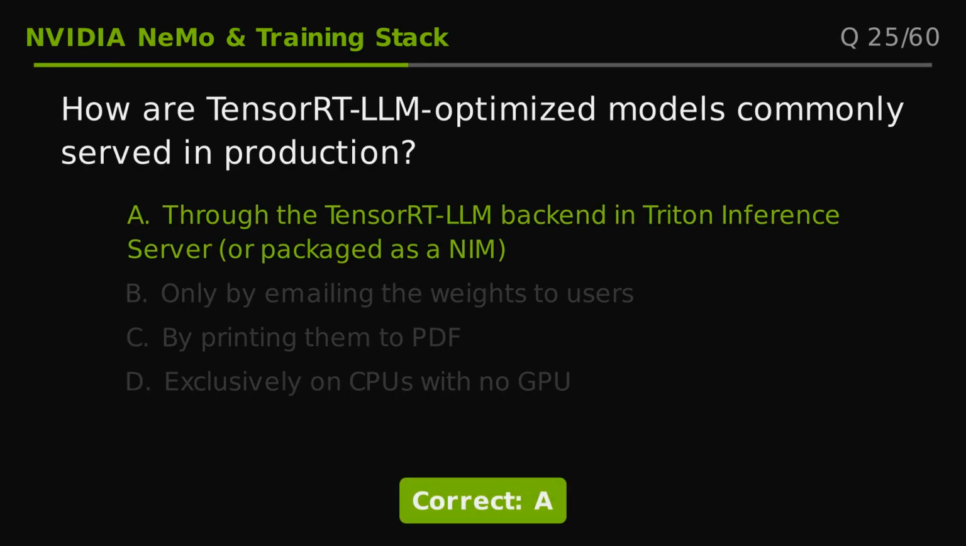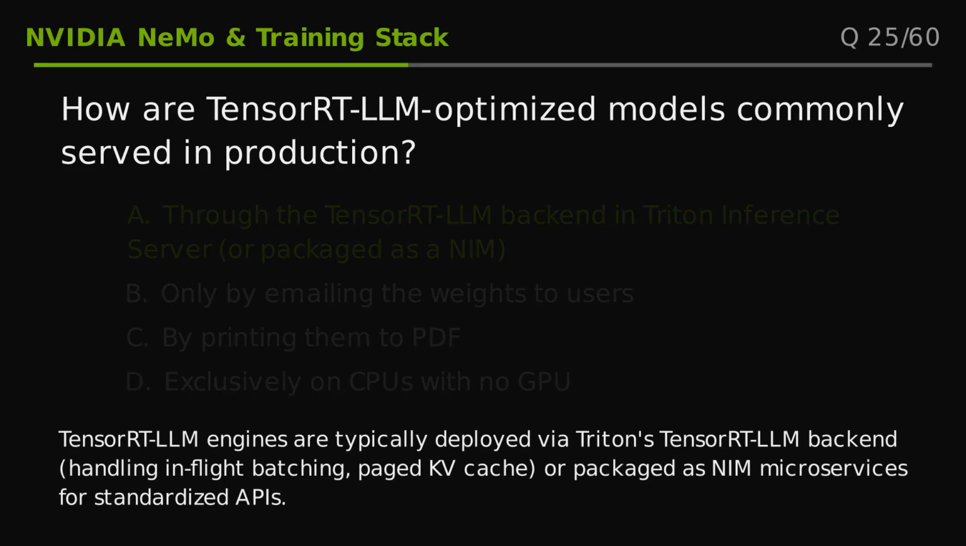The correct answer is A. TensorRT engines are typically deployed via Triton's TensorRT backend, handling in-flight batching and paged KV cache, or packaged as NIM microservices for standardized web-based serving.